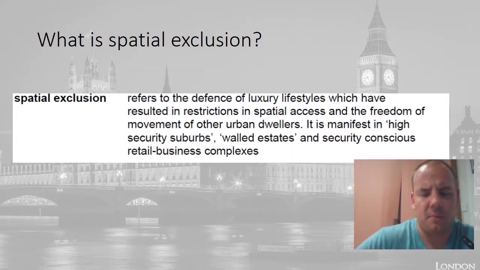This comes straight from the Board of Studies syllabus, and spatial exclusion refers to the defence of luxury lifestyles which have resulted in restrictions in spatial access and the freedom of movement of other urban dwellers. It is manifest in high security suburbs or estates and security conscious retail business complexes. What does that look like in real life?